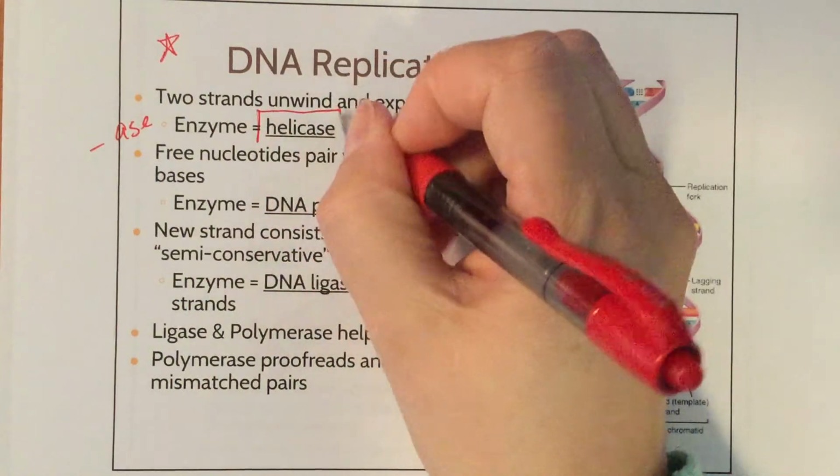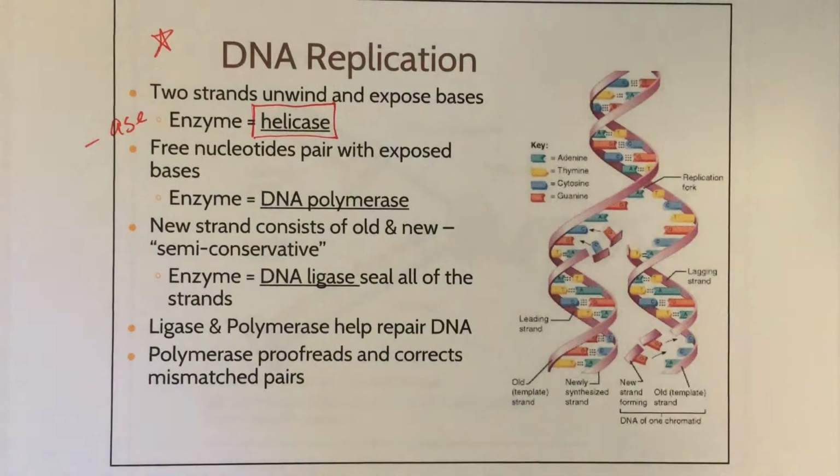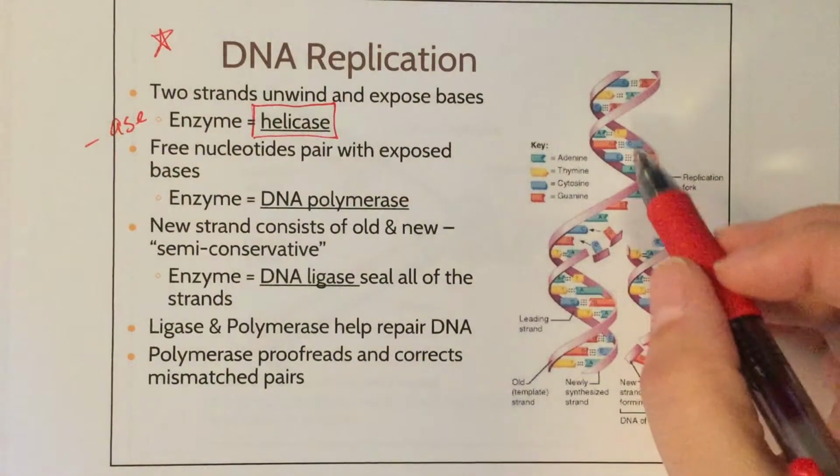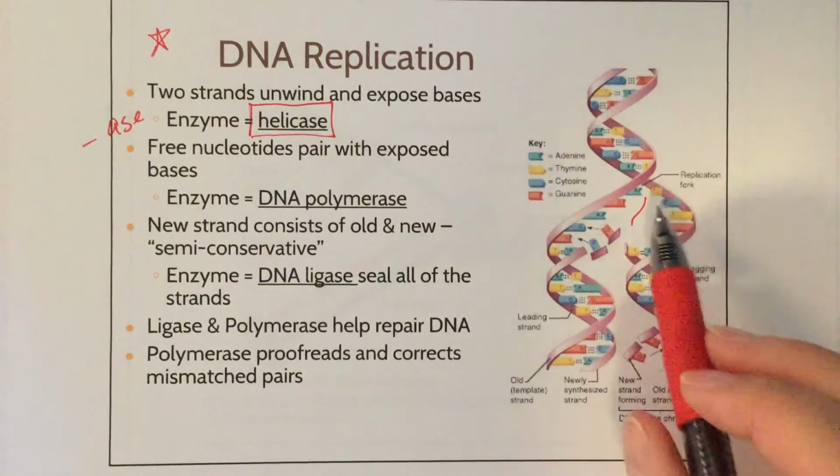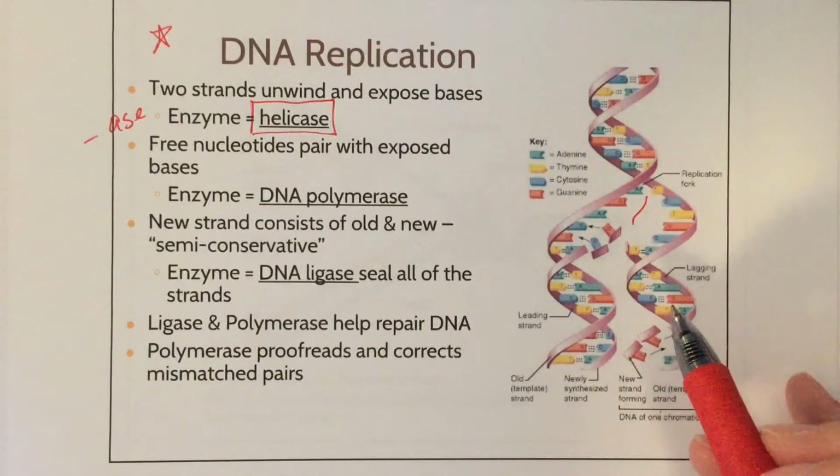First one is helicase, super appropriately named. Helicase's job is to unwind the double helix, so it actually breaks the bonds between the base pairs. So that's the first thing that happens.